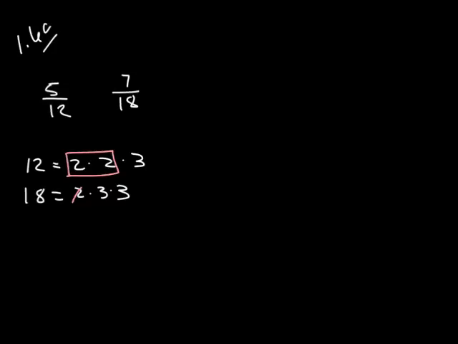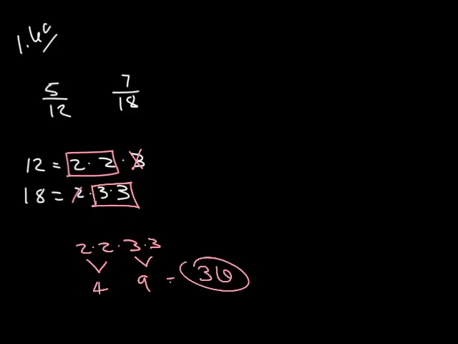Now let's look at the next number, a 3. We have 1 there, but we have 2 there. So we're going to keep these 2 because there are more of them here, and we're going to get rid of that one. What I just boxed in is the least common denominator we are looking for. So 2 times 2 times 3 times 3: 2 times 2 is 4, 3 times 3 is 9, 9 times 4 is 36. 36 is the least common denominator. It is the smallest number that both 12 and 18 go into evenly.